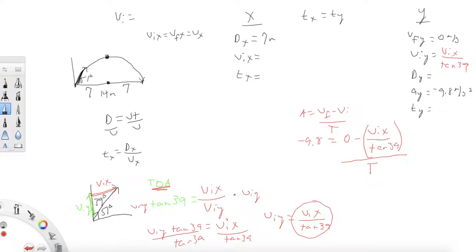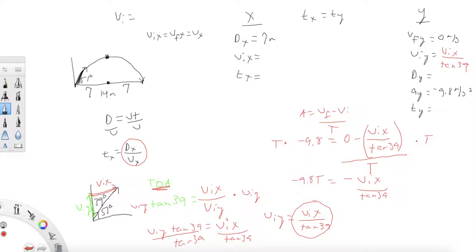Okay. So now, if I know that this expression is equal to time in the x, well now let's go ahead and solve this expression for time. So if I multiply this side by t, multiply this side by t, I'll get negative 9.8t is equal to negative VIX divided by tangent of 39.